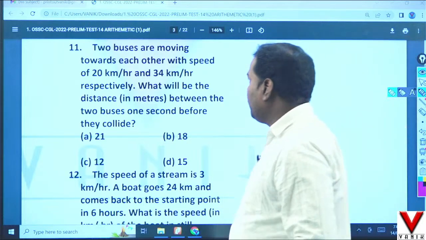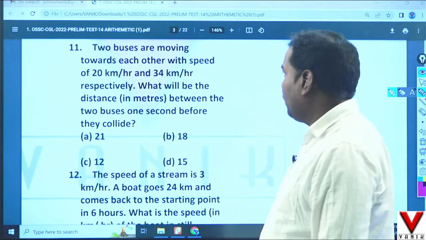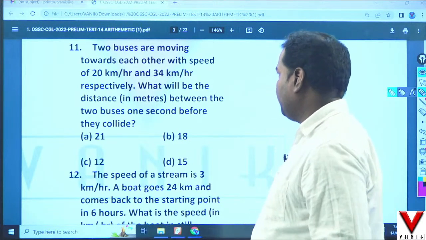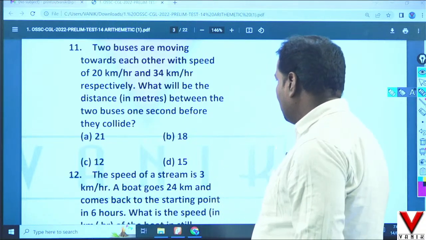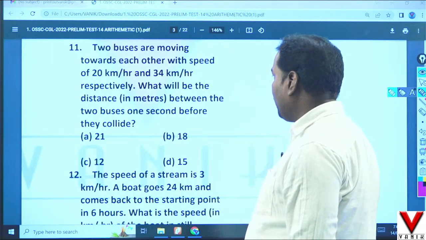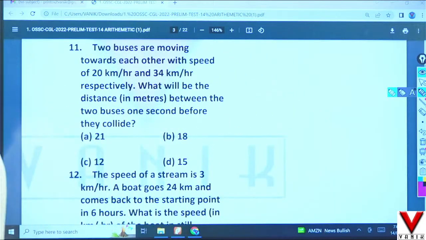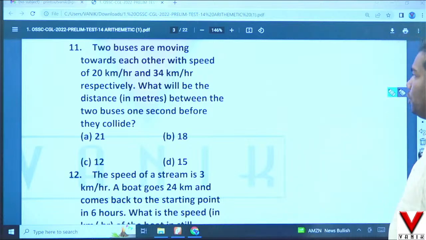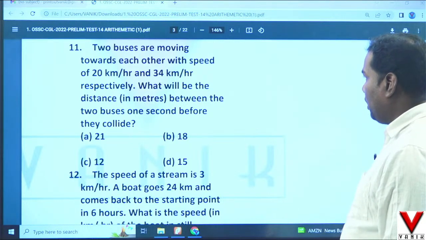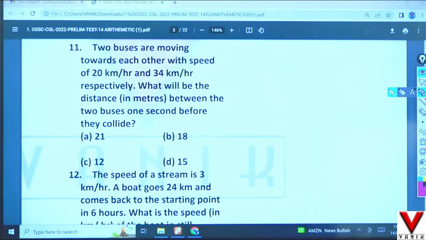Two buses are moving towards each other with a speed of 20 km per hour and 34 km per hour respectively. What will be the distance between the two buses 1 second before they collide? The buses are moving towards each other with speeds 20 km per hour and 34 km per hour. What will be the distance between the two buses 1 second before they collide?